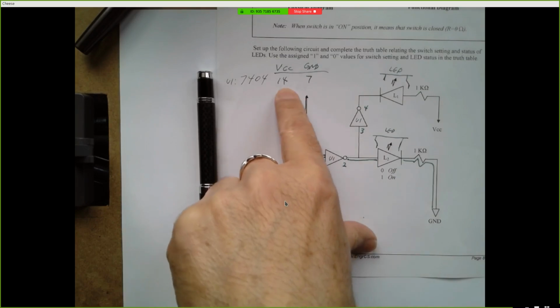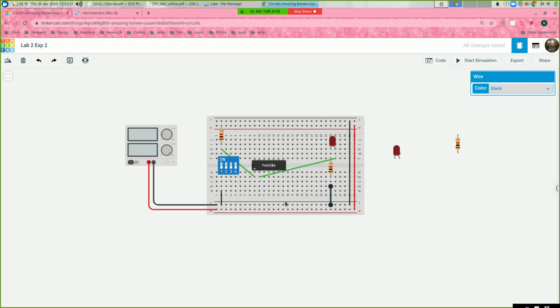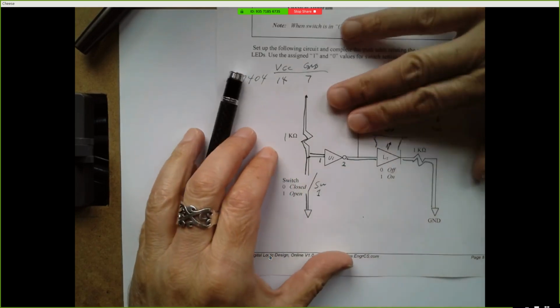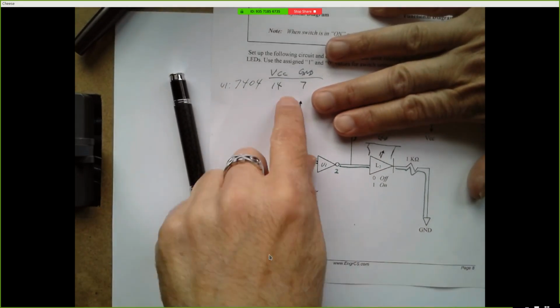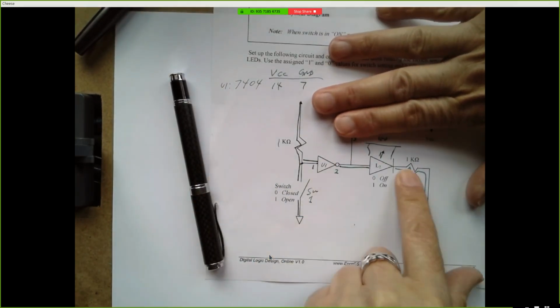So pin 7 goes to ground, 14 goes to VCC. Let's make those connections. So there's our ground line, and here's our power line, and that should power the chip. All right, so if we ignore this top part of the diagram, we've built this so far. This is a complete circuit.